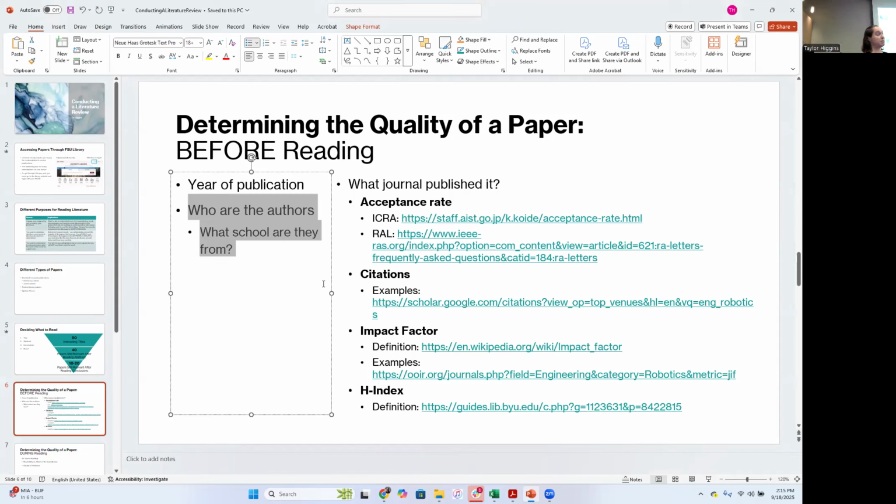This is also something your professor can help you with. If you ask, hey, do you know any of these authors? And they say, oh yeah, they're really good, then you can give this paper more credence.